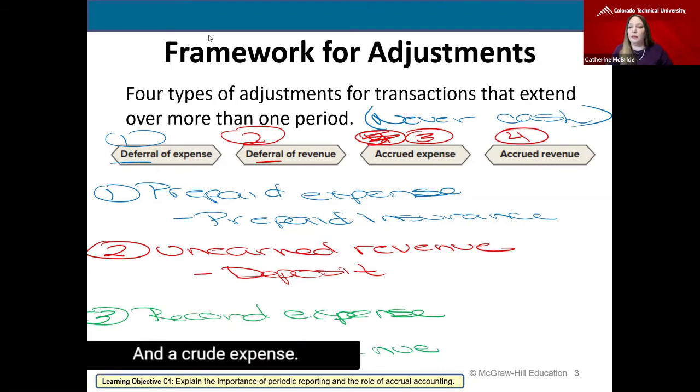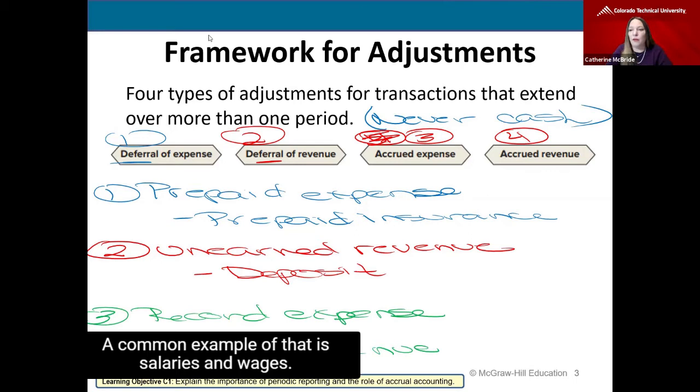An accrued expense, a common example of that is salaries and wages. At the end of the month where you work, the company owes you, has incurred a salary or wage expense, even though they haven't paid you. They've incurred that expense because it's the last day of the month, they owe you money for work that you've done. So that's an example of a common accrued expense that's going to be recorded as an adjusting entry at the end of the period.